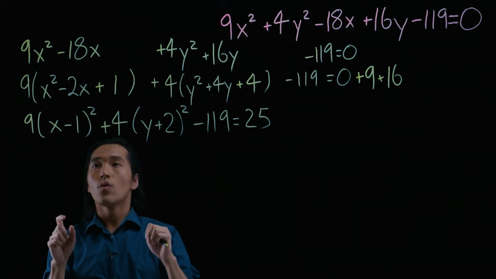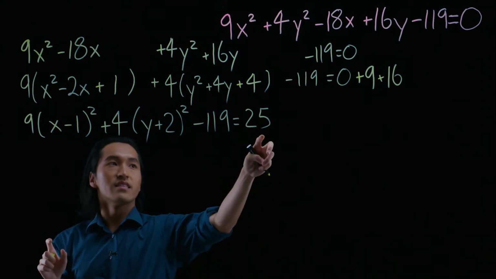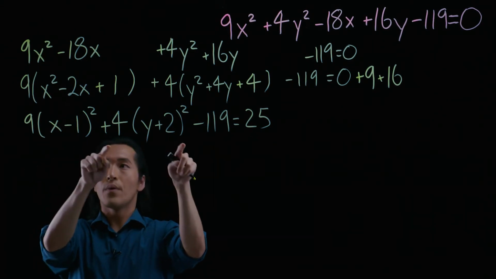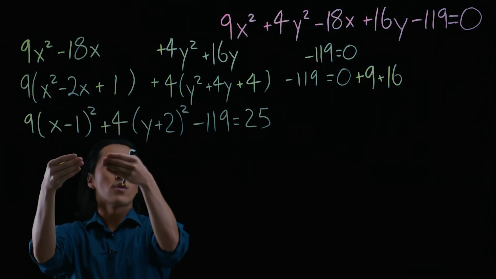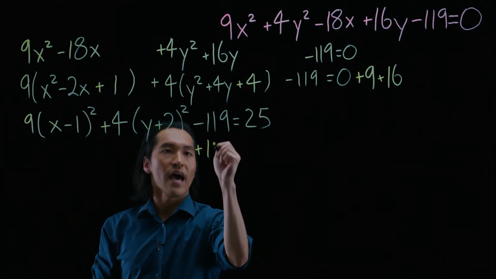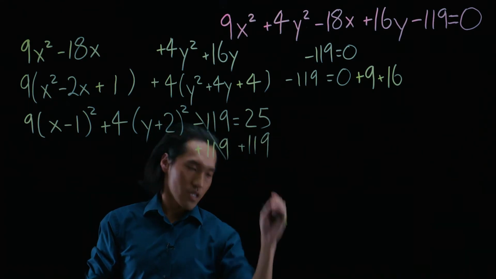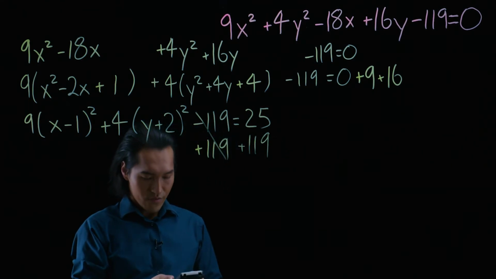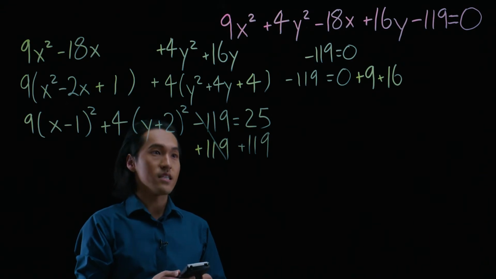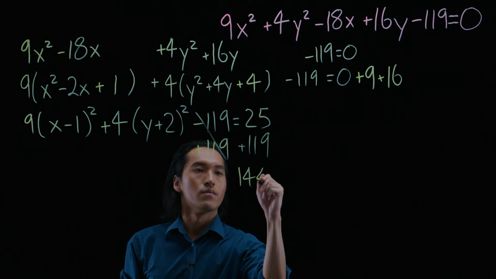So now what we want to do is remove this to this side and then also divide both of these by the 9 and the 4 so that we're left with just the perfect square. So let's do this part first. We add 119 to both sides. This cancels out. And what does this become? This is 25 plus 119. That equals 144.